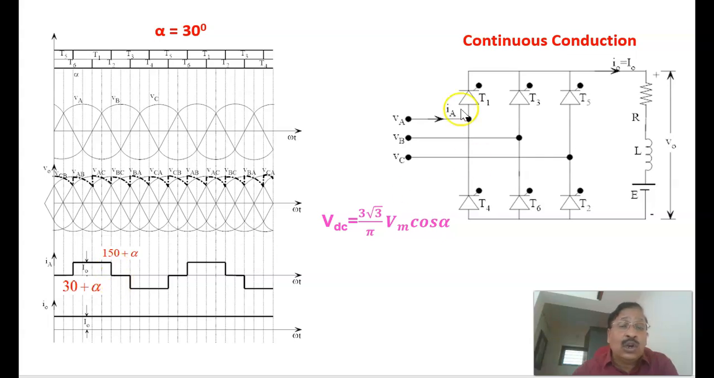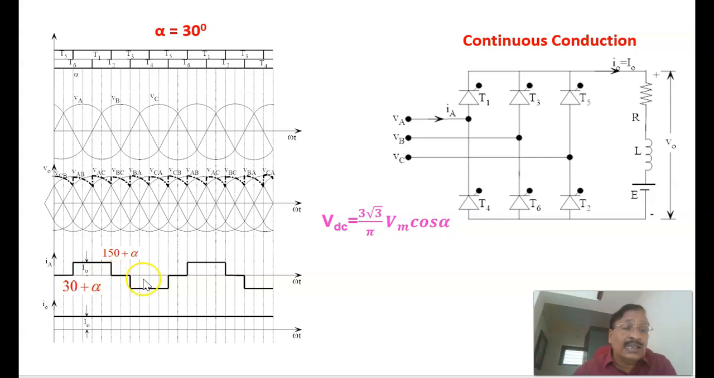And when T1 is not conducting, when other thyristors are conducting, either T1 or T4 are not conducting, the current through this line is equal to 0. That is why you will get a 0 current. Then again, when T4 is conducting, from this duration, as T4 conducts, the current is in the opposite direction. That is why you are getting a negative current on the source side.